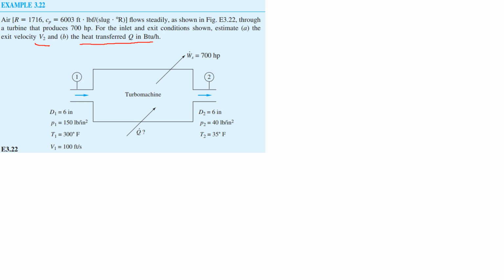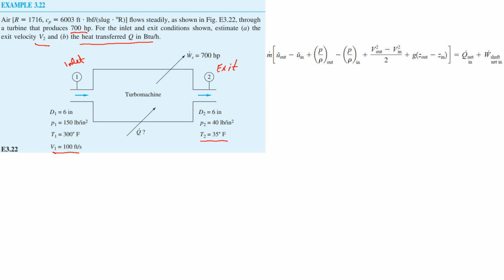In this statement, air is flowing steadily through a turbine that produces 700 horsepower, and the inlet and the exit conditions are given here. This is the inlet and this is the exit. What we need to do is to write an energy equation for this scenario, and we will have to cancel out some terms first. We need to cancel out this term, that is the potential energy term, because point 1 and point 2 are at the same height, so this term will cancel out.